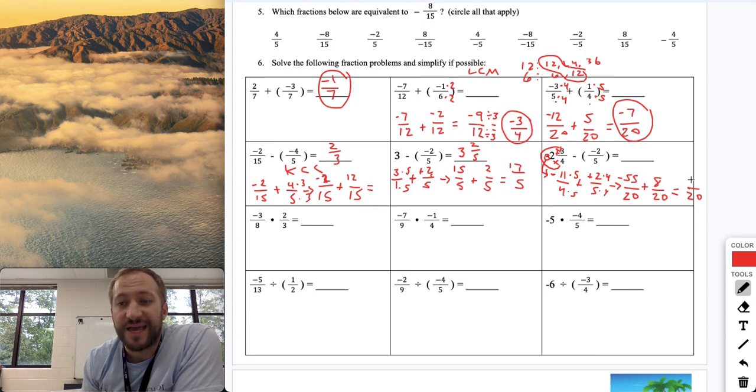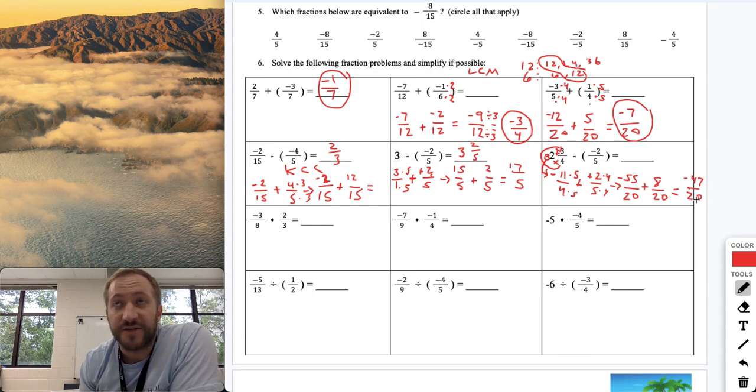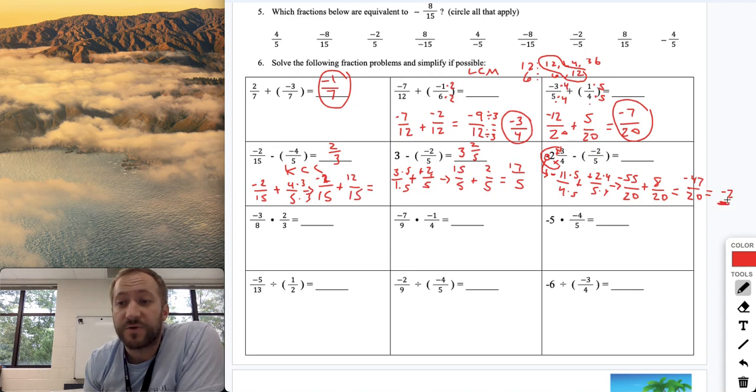Negative 55 plus 8 gives me negative 47. Great. And this is an improper fraction once again. I want to turn it into a mixed number. 20 goes into 47. Let's see, 20, 40. Oh, it goes twice. I'm going to keep the negative from my numerator and put it with my whole number. The negative always goes with either the whole number or the numerator. That's where I'm always going to put it, okay? That's where you're going to see it most.